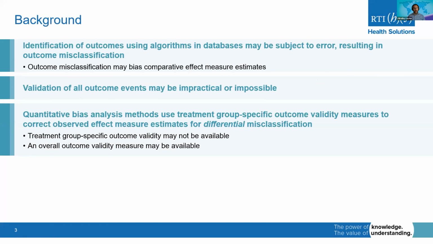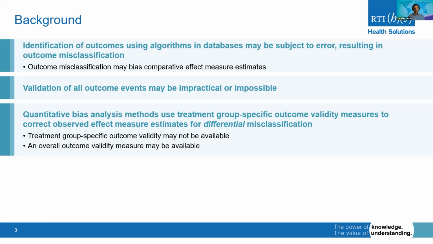So as a little bit of background, identification of clinical outcomes in healthcare databases may be subject to error, as we're all familiar with. And this misclassification of outcome status can bias comparative effect measure estimates, potentially resulting in incorrect study conclusions. Although it would be desirable to confirm each patient's outcome status through formal validation or adjudication, that's typically not possible in every study or in every situation.